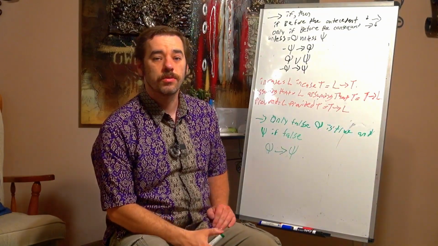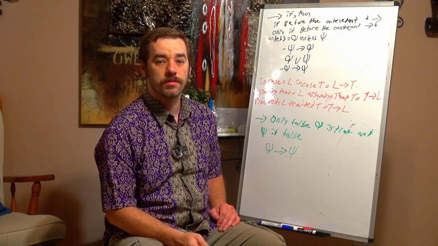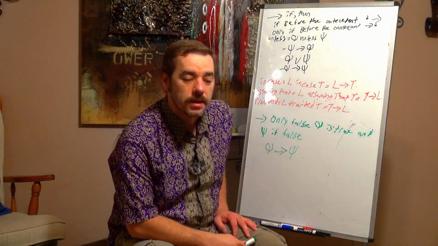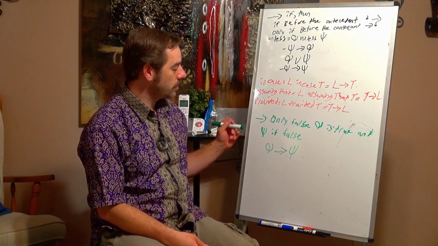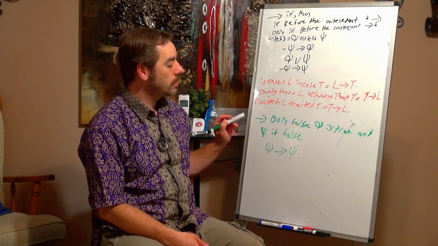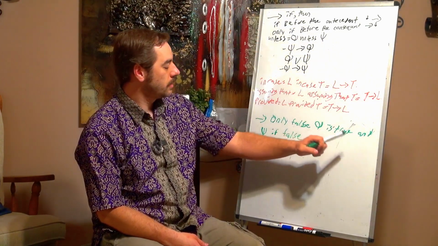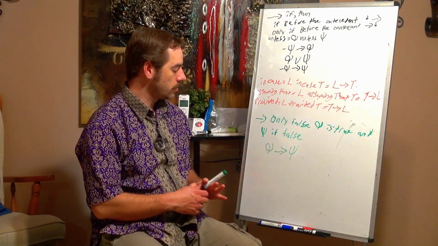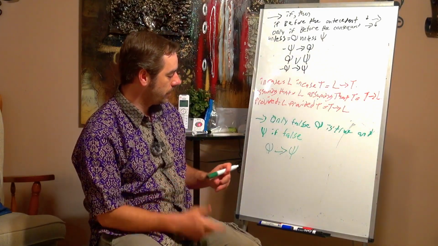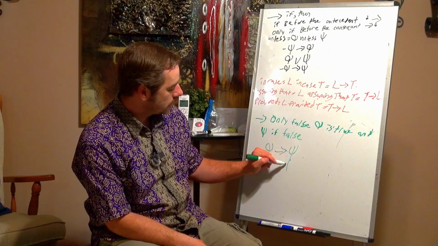All right, so we have some special rules and special translational notes for the arrow that I think will really help you. So starting out down here at the bottom, the arrow is only false if it's the case that phi is true and psi is false. So if we've got phi, therefore psi, this would only be false if phi is true and psi is false.